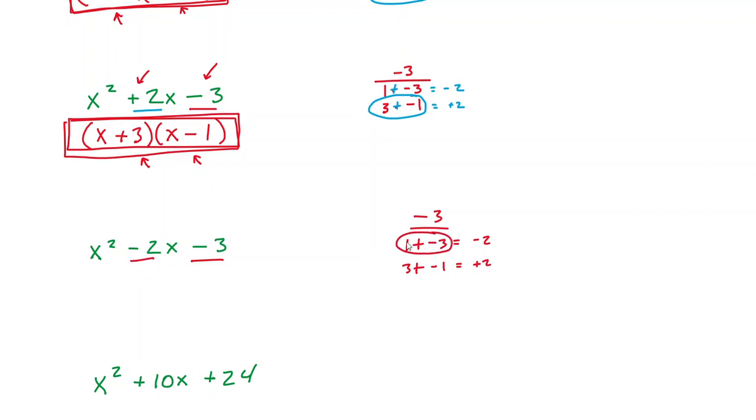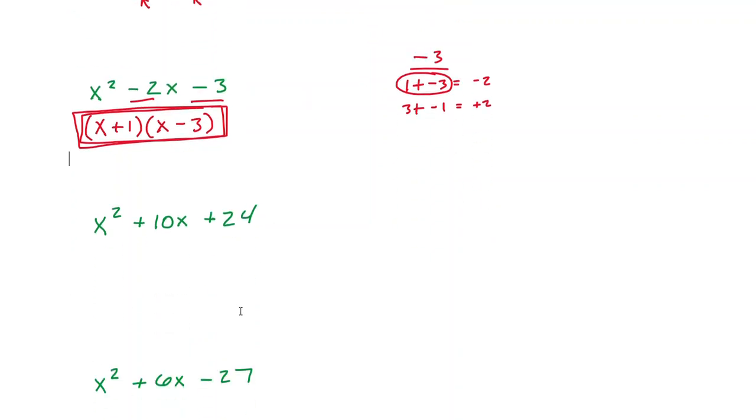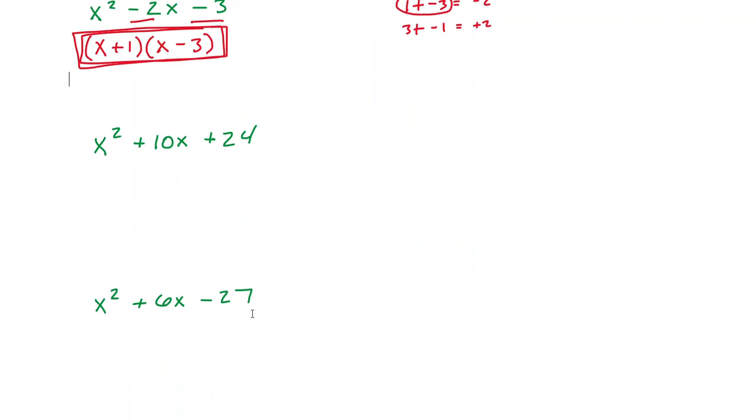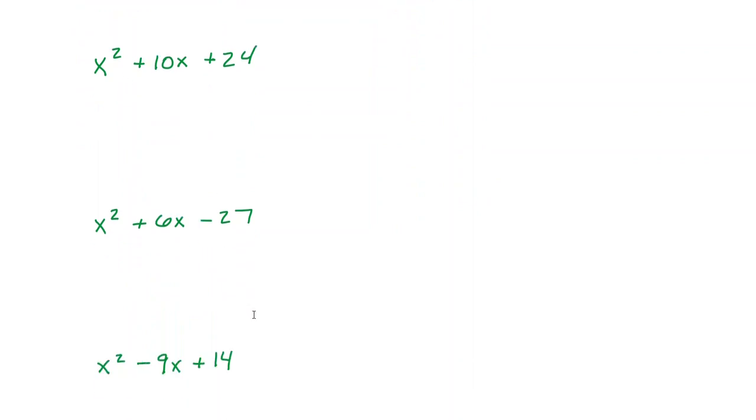So the only difference between these two was it's x plus 1 and x minus 3. The signs are reversed. Notice that the two binomial factors, the order doesn't matter. So if I said x minus 3 times x plus 1, it's the same thing. So if you're checking your answers in the back of the book, don't be worried about the order of the binomials.